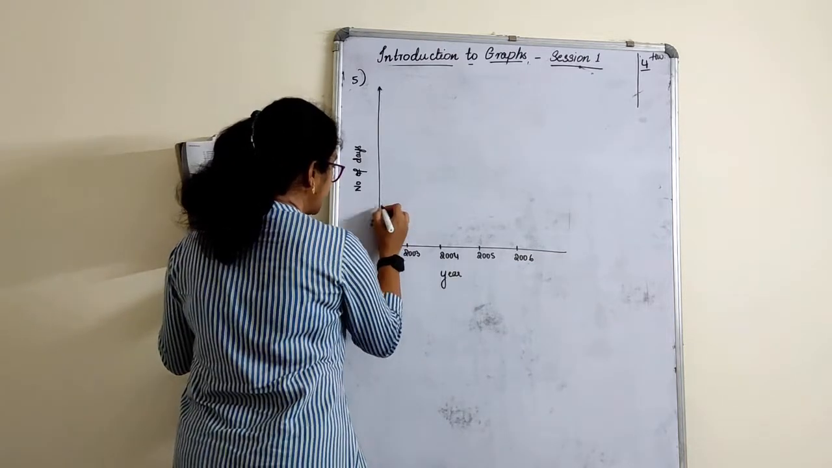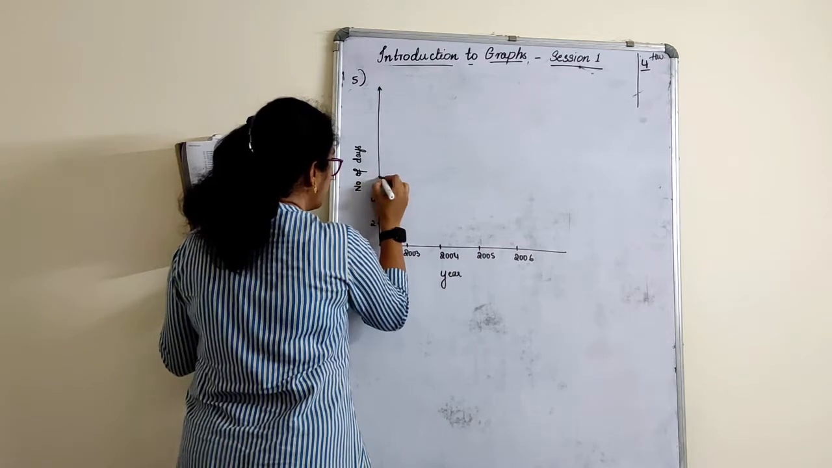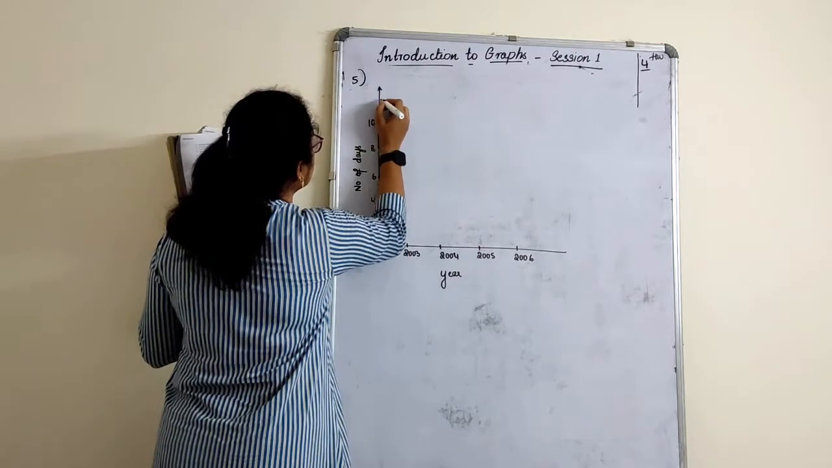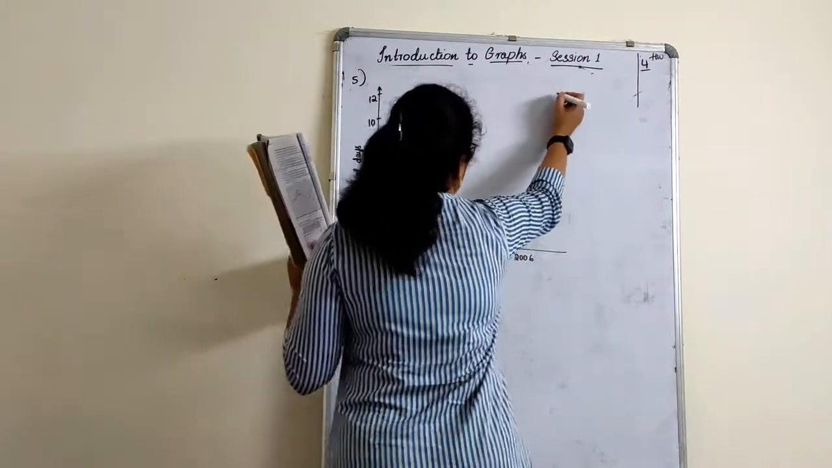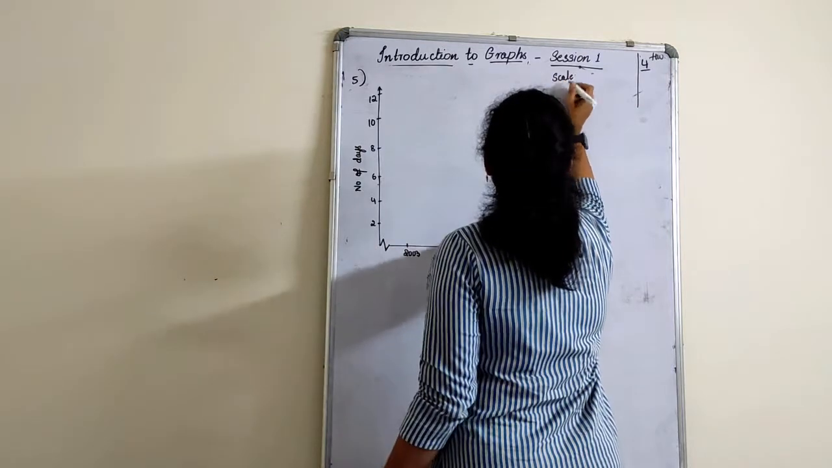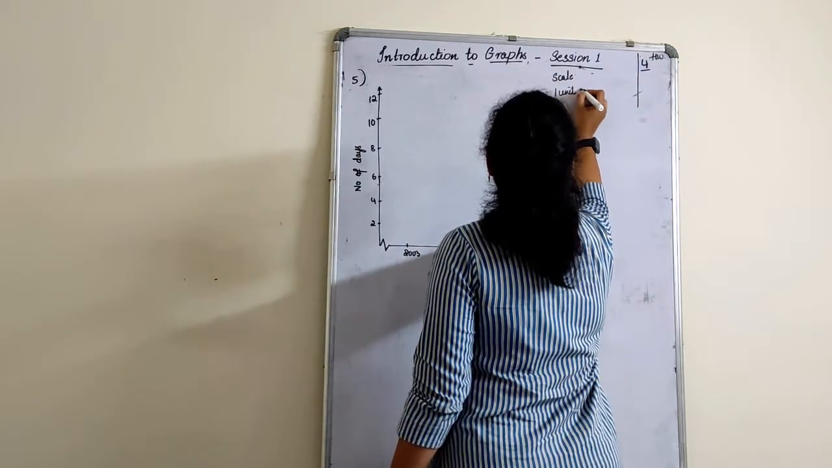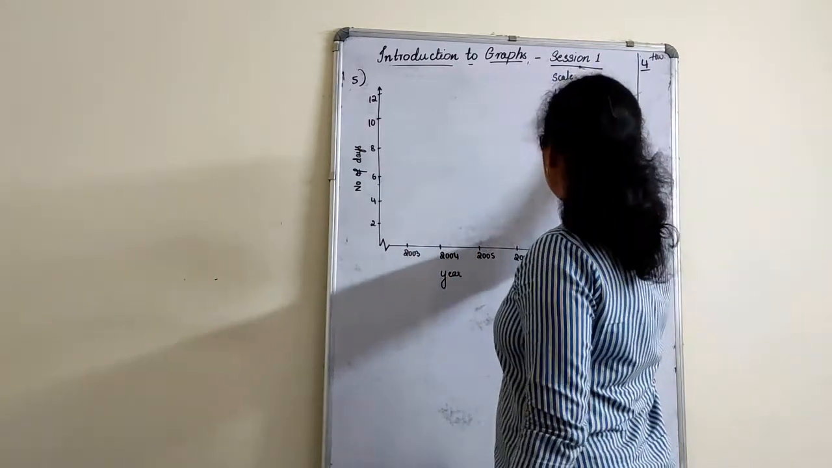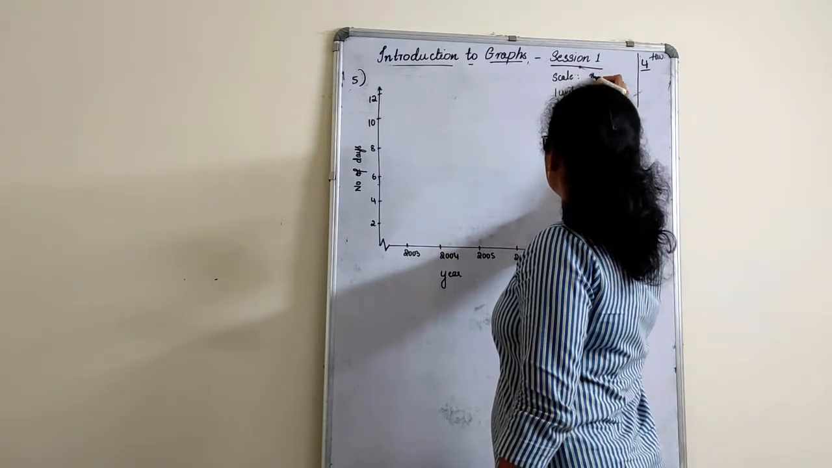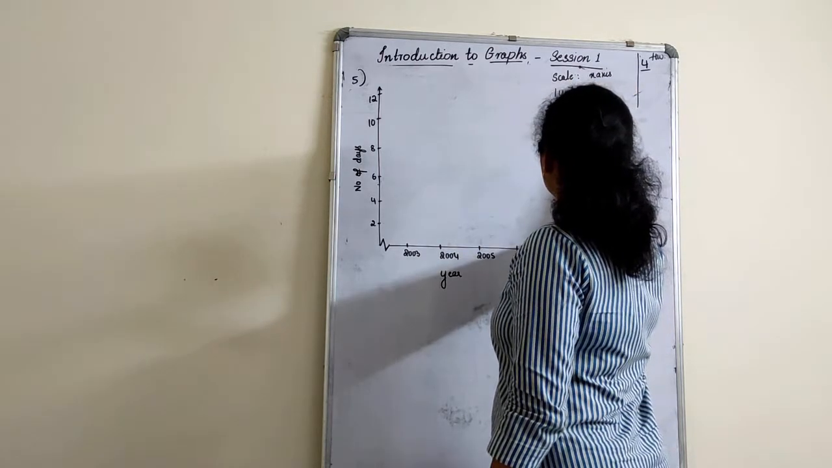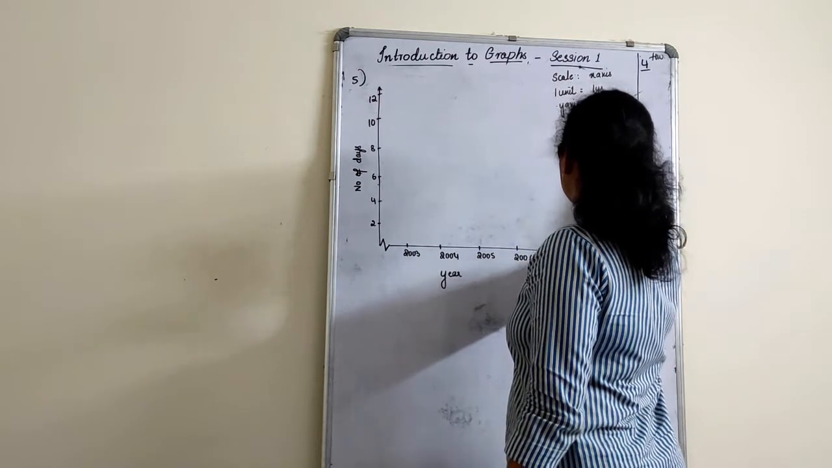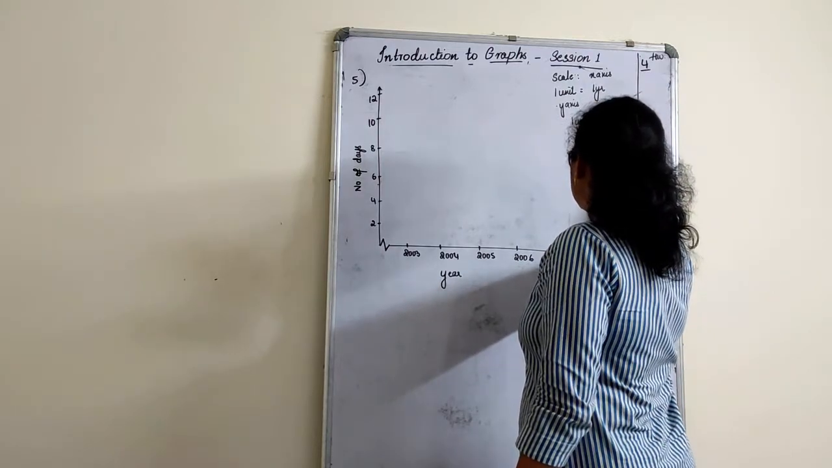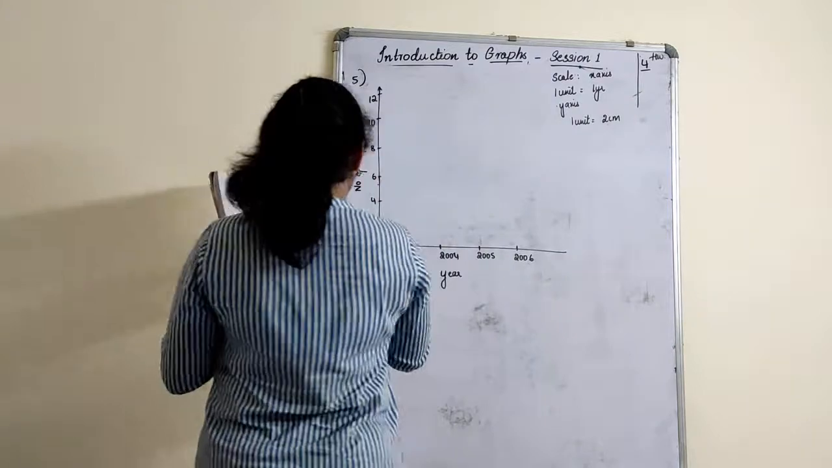So shall I take this as 2, 4, 6, 8, 10, 12. Use the scale. What scale have we used? 1 unit is equal to 1 year on the x-axis, completely 2003 to 2004 I have used. In the y-axis, 1 unit is equal to 2. 2, 4, 6, 8 we have taken. So let us plot accordingly.